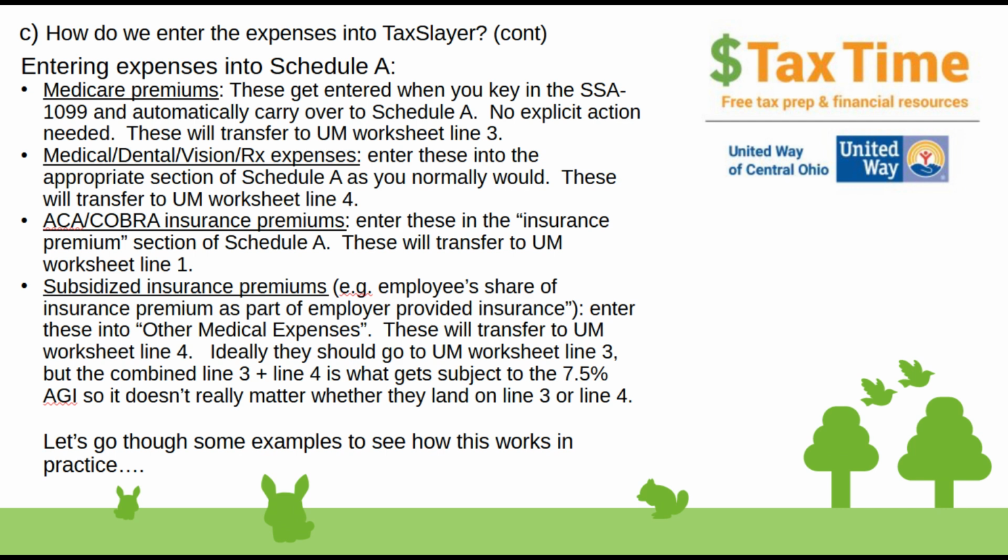And the subsidized insurance premiums need to go into a bucket for where the premium is deductible only to the extent it exceeds 7.5% of the AGI. So what we're going to do is a slight fudge. We're going to put it into something called other medical expenses, and this will then transfer to the worksheet line 4. Ideally, we'd like this to go onto line 3, but bottom line is the combined line 3 and 4 is what gets subject to the 7.5% AGI. So it doesn't really matter whether they land on line 3 or line 4.